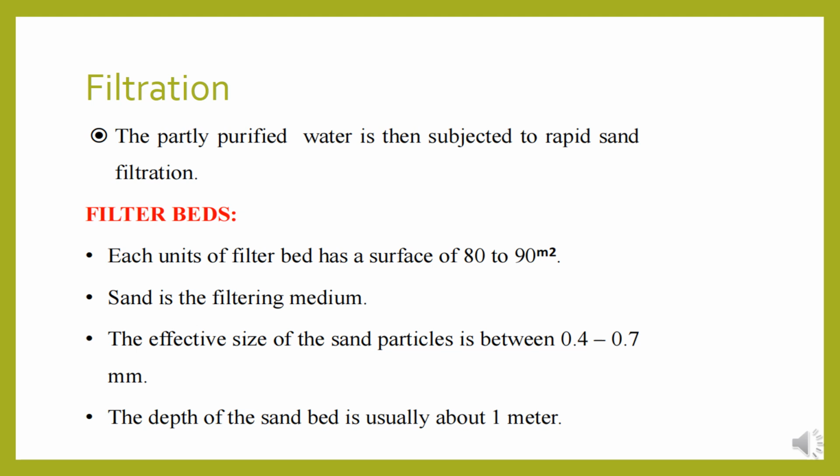Last step is filtration. The partly purified water is then subjected to rapid sand filtration. Filter beds: each unit's filter bed has a surface of 80 to 90 square meters. Here, sand is the filtering medium. The effective size of the sand particles is between 0.4 to 0.7 millimeters. The depth of the sand bed is usually about 1 meter.